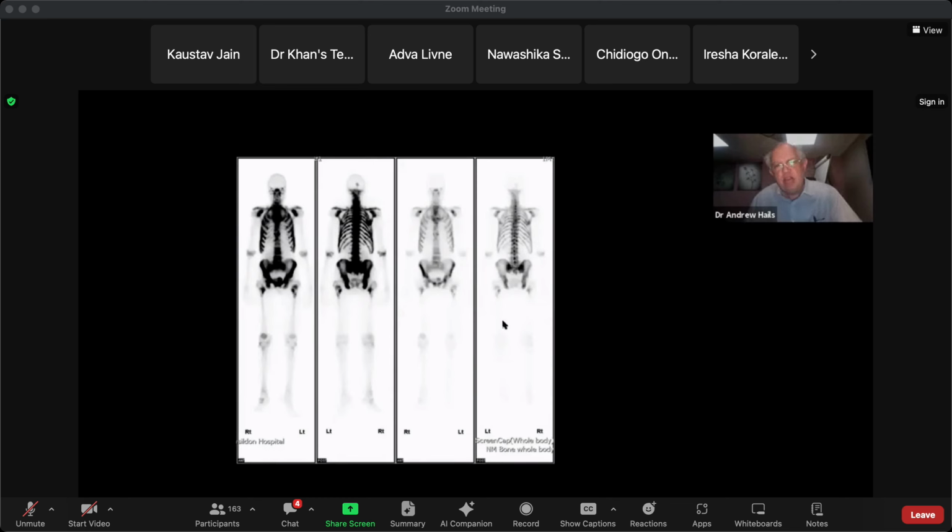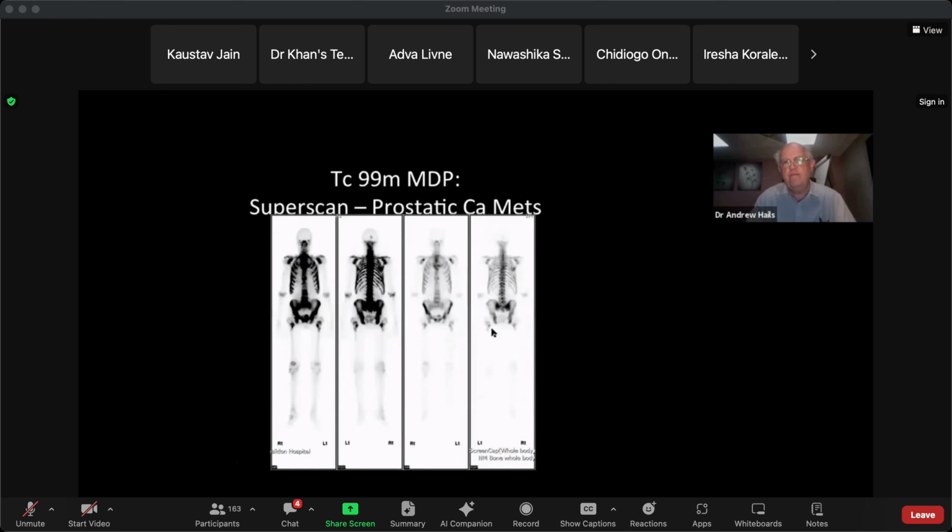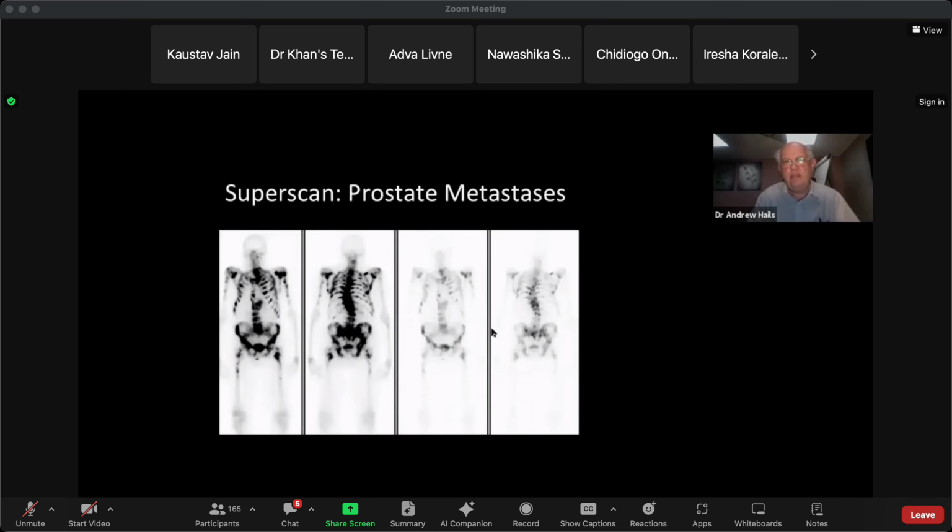Yeah, even with this, because there are no kidneys, you think, well, why are there no kidneys? Just as you did, and it's a super scan. Yeah, and it very often is metastatic, but it can be due to metabolic bone disease as well, as you said. And there we are. I'm on this topic, obviously. So that's prostatic carcinoma metastases.